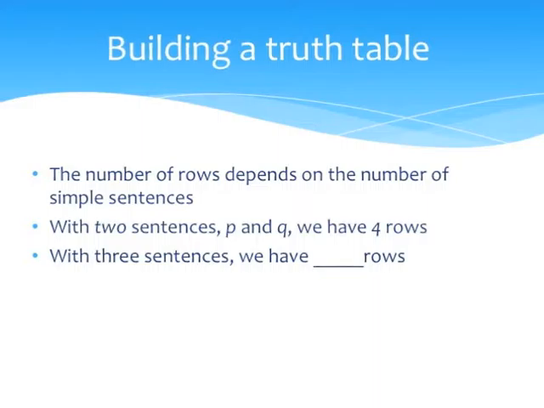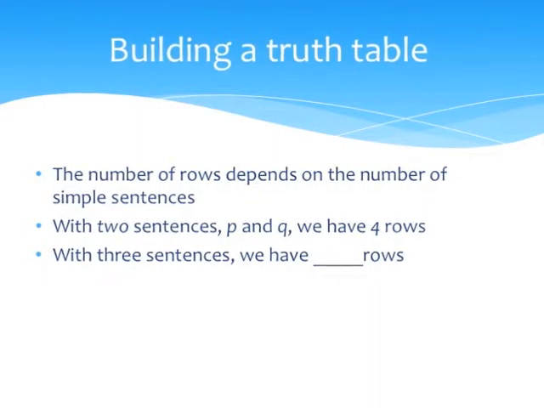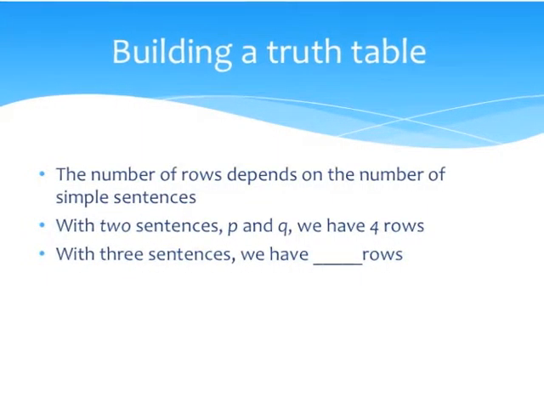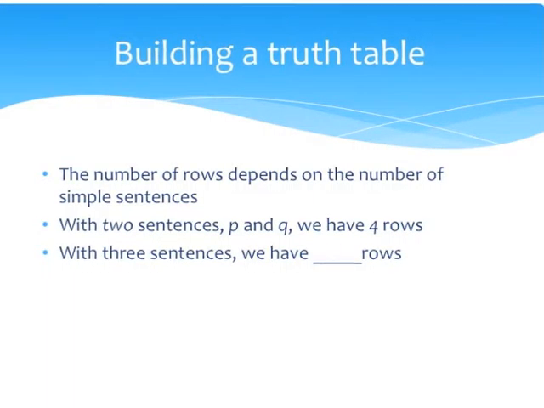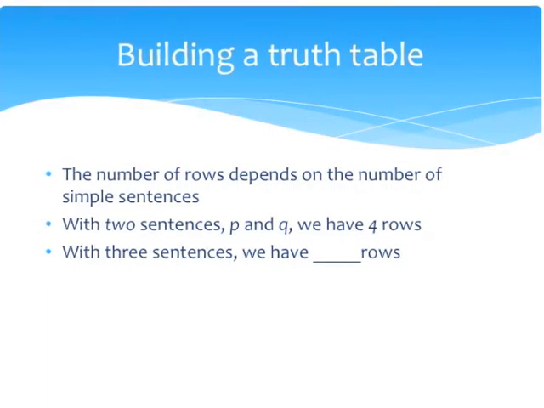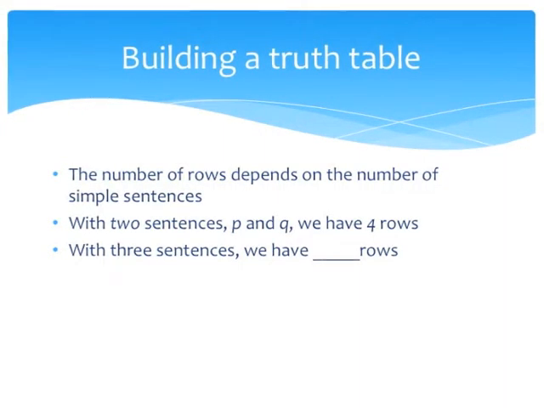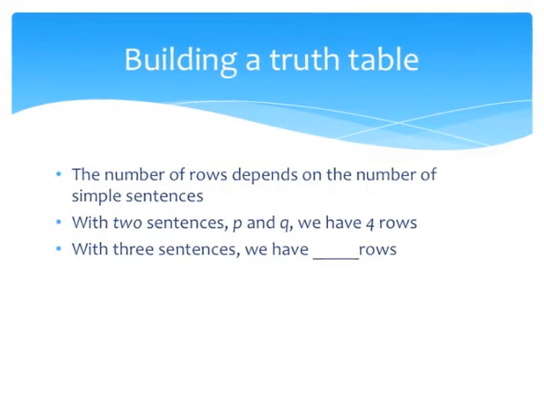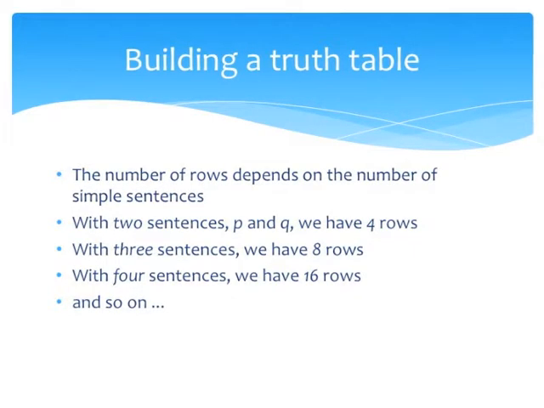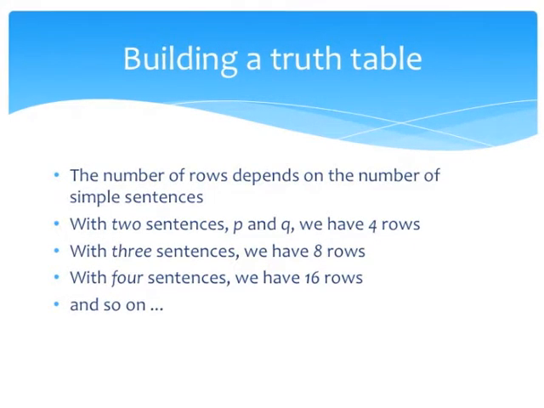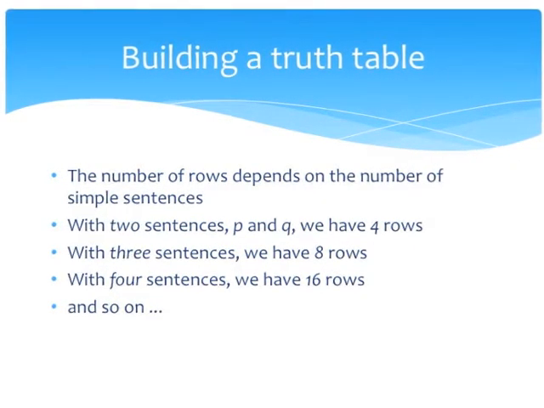In general, the number of rows in a truth table depends on the number of simple or atomic sentences. So, with 2 sentences, P and Q, we have 4 rows. And with 3 sentences, how many rows will we have? We're going to have 8 rows. With 4 sentences, we have 16 rows, and so on.